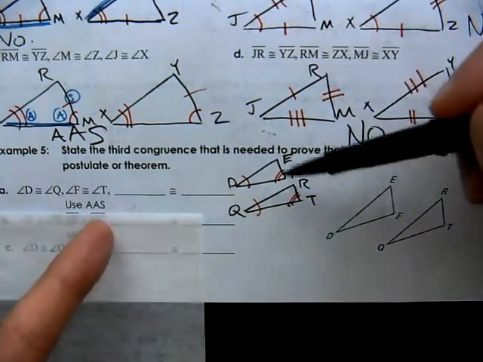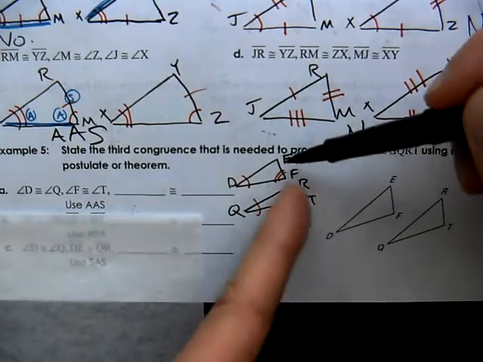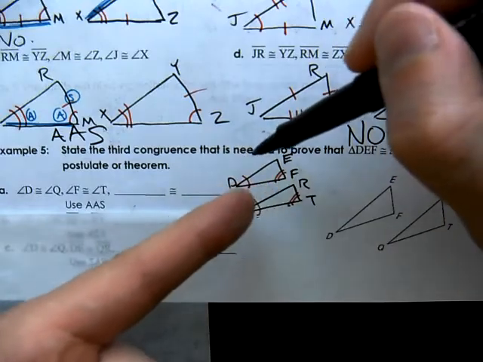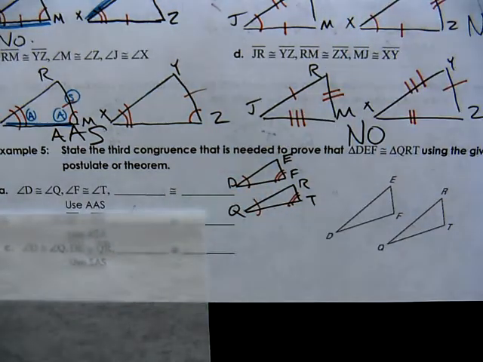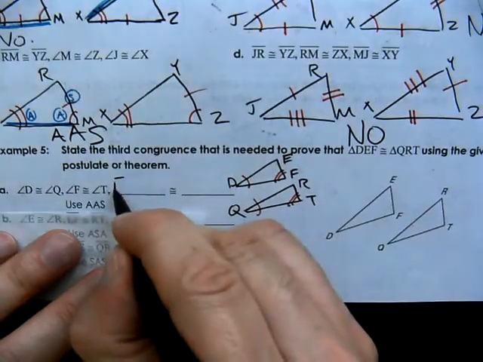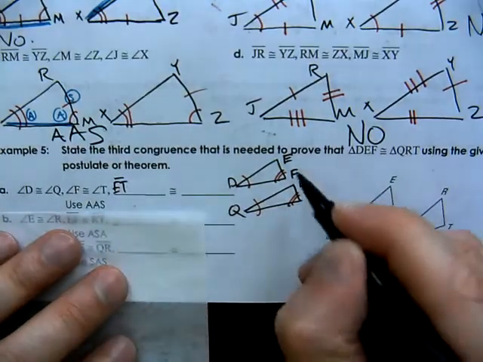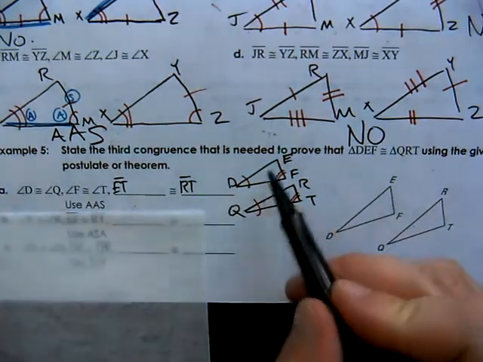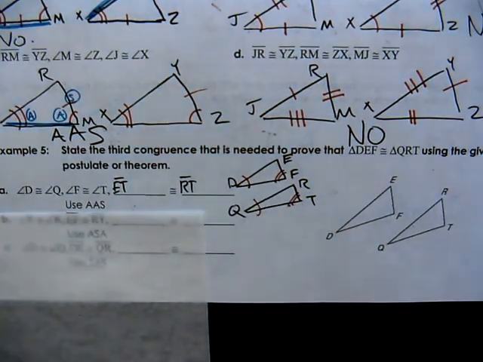We actually have 2 choices. We could choose the right-hand side, or we could choose the left-hand side, because they are sides that are not between the 2 angles. So we have 2 correct choices. If I pick the right-handed side, it would be segment ET with segment RT. But just so you know, it could have been the left-handed side as well.